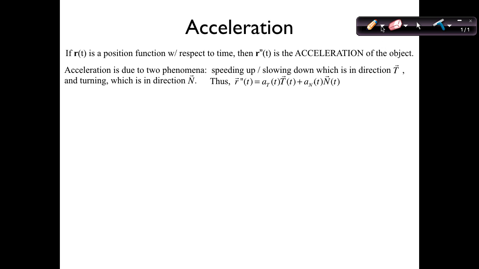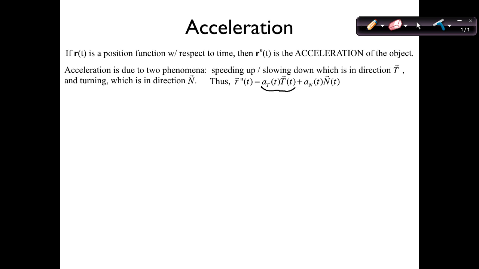So I just want to point something out. So we know what that is. That always has magnitude, what? 1. This is the acceleration due to speeding up and slowing down. Is that a scalar function or a vector function? That's a scalar function. So this is scalar multiplication of the scalar function of tangential acceleration times the unit tangent vector. So if you put all that together, you would get what?